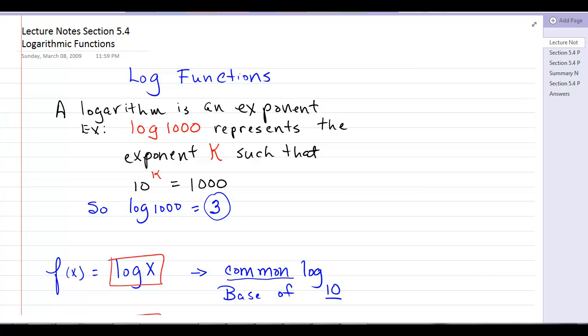This is section 5.4, and we start out with log functions. A logarithm is an exponent. That's exactly what it is. So in other words, if you see log 1000, that represents the exponent k such that 10 to the k equals 1000. So what this is saying is, what number could 10 be raised to give you 1000? And that would be 3.